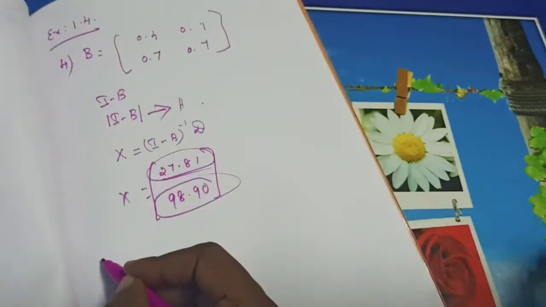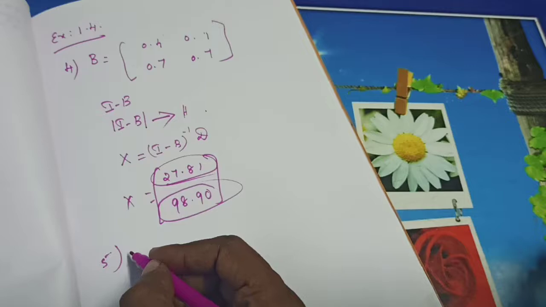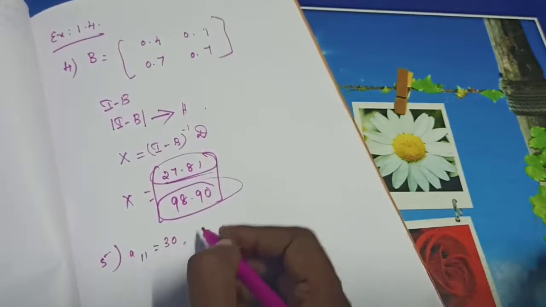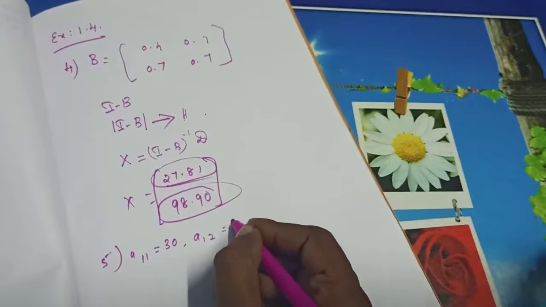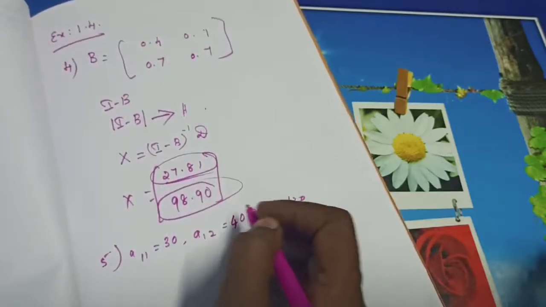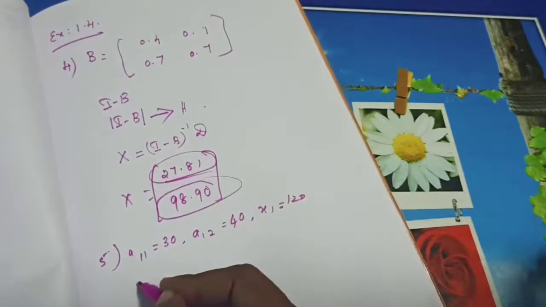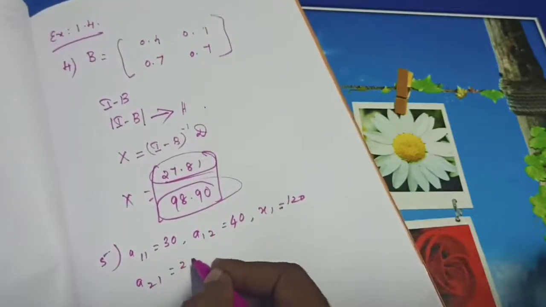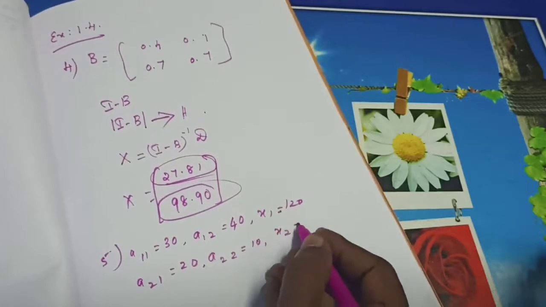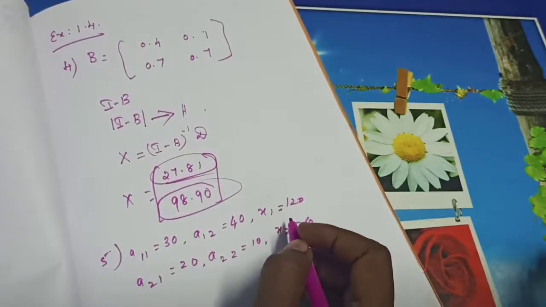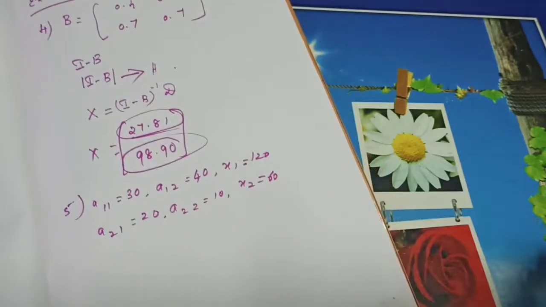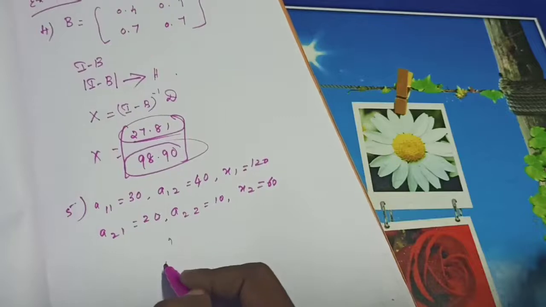Here we need to find the technology matrix. A11 the value is given as 30, from the tabular column I am writing. A12 equal to 40, then X1 is given as 120. One problem in example we have completed. Then A21 is equal to 20, A22 is equal to 10, and X2 is equal to 60. So from this we can form the technology matrix. I taught you in one example how to form the technology matrix.